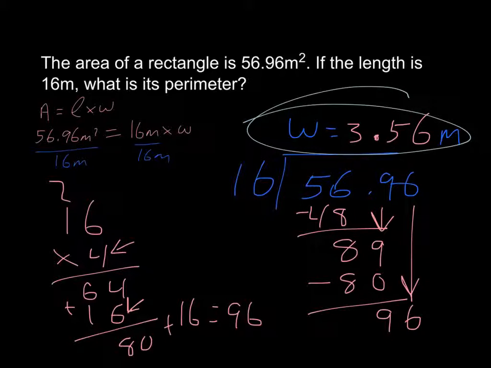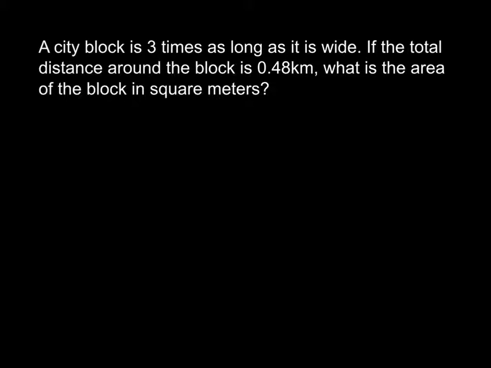Okay, let's try one last problem. A city block is 3 times as long as it is wide. If the total distance around the block is 48/100ths of a kilometer, what is the area of the block in square meters?